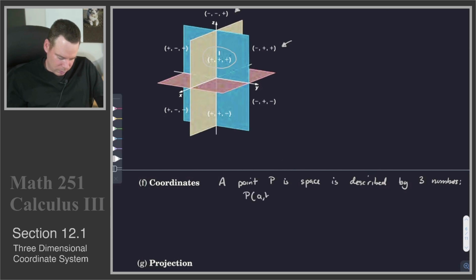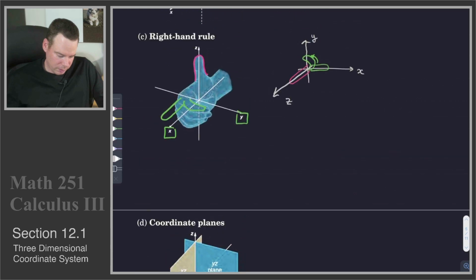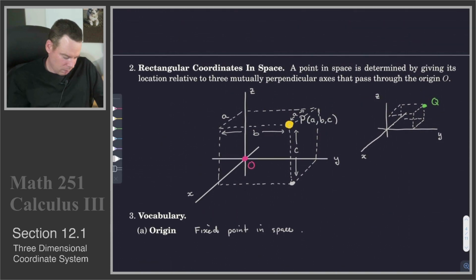So we usually refer to them as A, B, C, or X, Y, Z. What are those 3 numbers? So A is the directed distance from the YZ plane to the point P. So again, look back up at our original diagram we drew. So we've got our point P there in yellow. What I'm looking at is how far is this point P from the YZ plane?